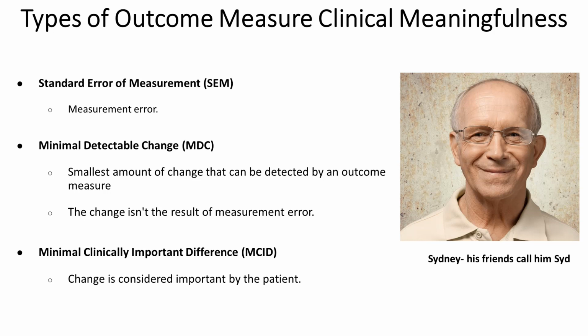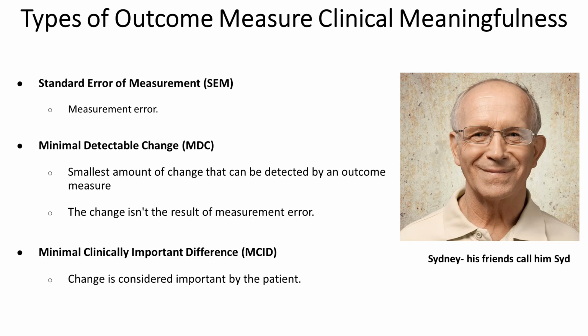Now, minimal detectable change, or MDC, it's an estimate of the smallest amount of change that the outcome measure can accurately detect. In other words, it's the minimum amount of change in the patient's score that ensures that the change isn't the result of an SEM, the standard error of measurement. And then finally, minimal clinically important difference, or MCID. This is the smallest amount of change in an outcome measure that might be considered important by the patient. The important thing to remember with MCID is that the patient notices a difference.